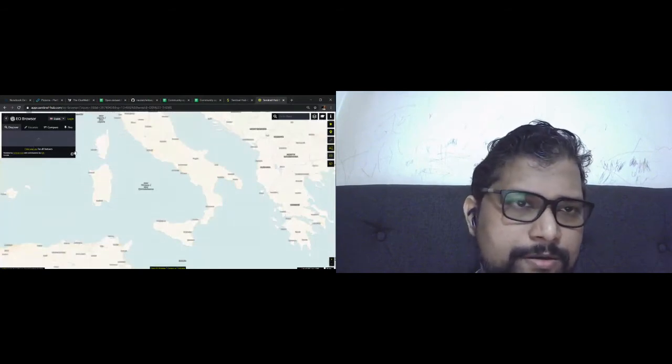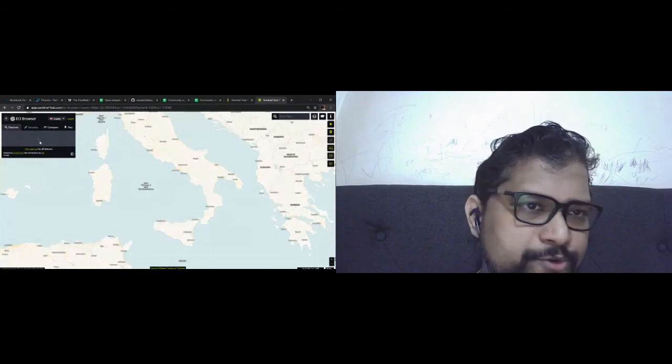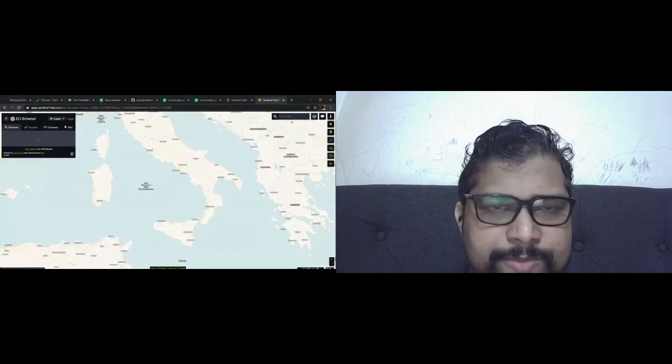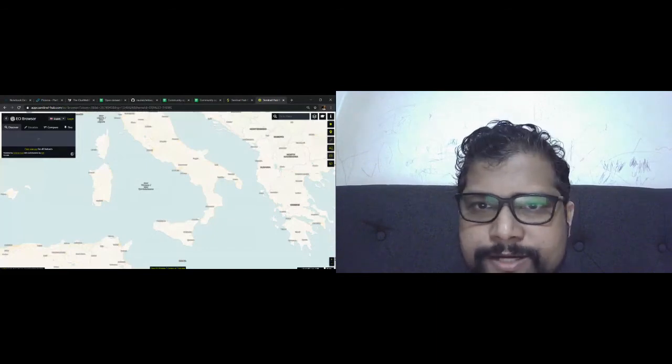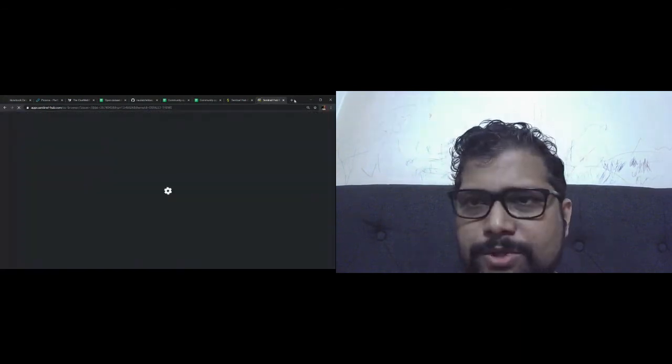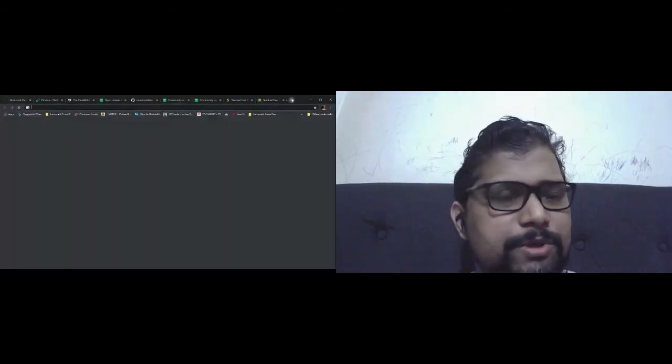I think this is not loading. I wanted to show you how you can use Sentinel Hub and the playground to work with satellite images. So let this load for some time. I'll show you. Till then, I can show you some other resources.